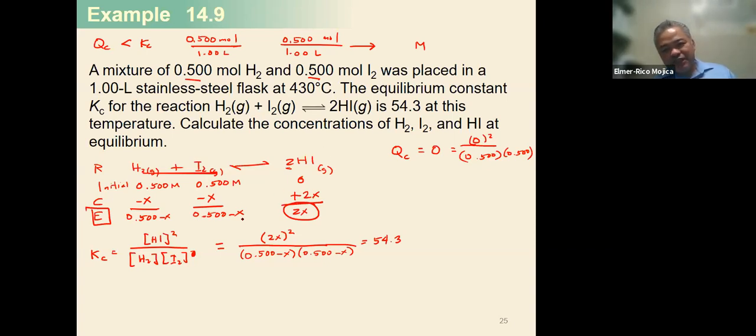And once you have that x value, you can determine the concentration of each of them, because that x is equal to, for the product, 2 times that x. For the reactants, the initial concentration minus x.